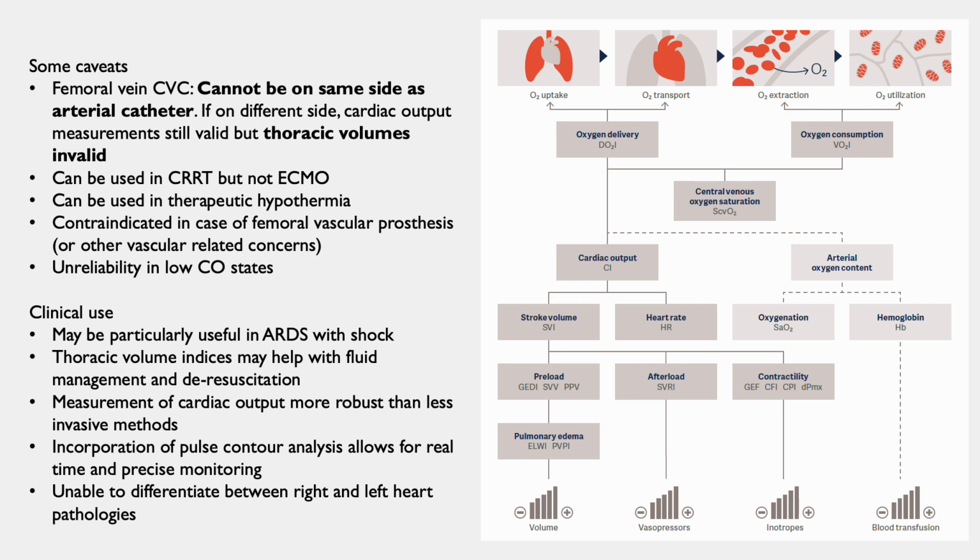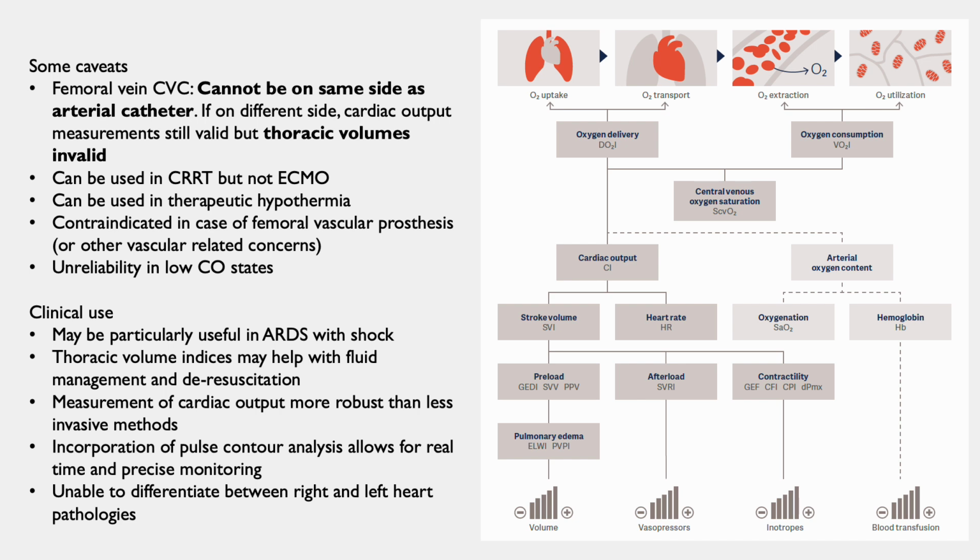So when should transpulmonary thermodilution be used? I find it useful in patients with mixed shock with concomitant respiratory compromise, be it from ARDS or cardiogenic pulmonary edema. It provides a fairly robust measure of cardiac output, where thermodilution is generally considered a gold standard, and can be paired with pulse contour analysis to guide fluid therapy and facilitate continuous hemodynamic monitoring. And it also provides volumetric indices that can guide fluid therapy.